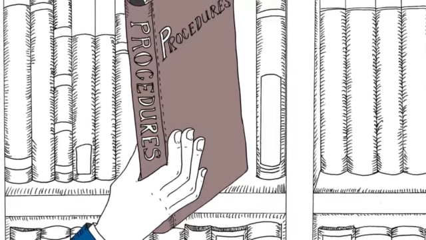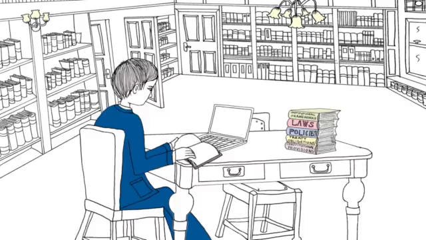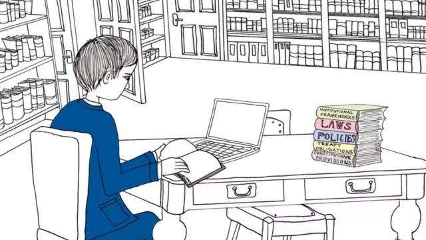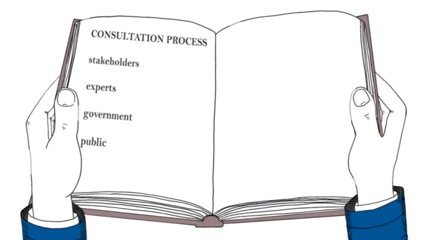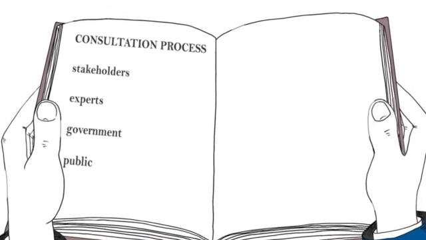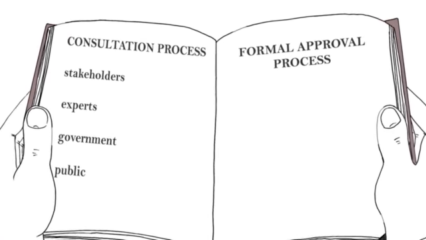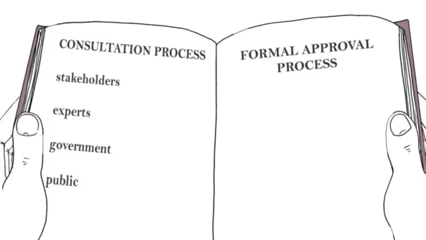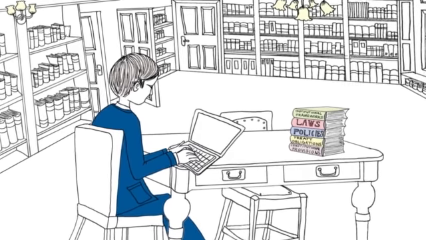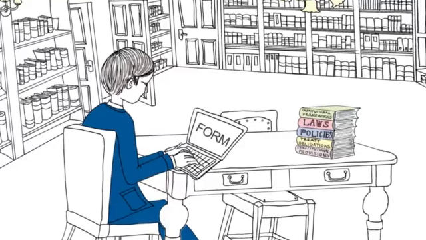A drafter must also consider what procedures should be followed in drafting a protected areas law. These should include a consultation process involving stakeholders, experts, government, and the public, and a formal approval process for enacting the final law. Finally, a legal drafter must consider the form of the protected areas law.